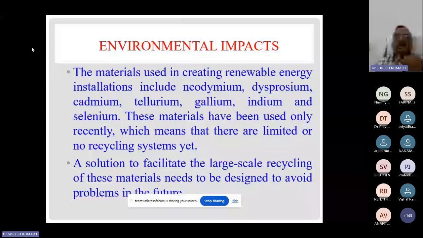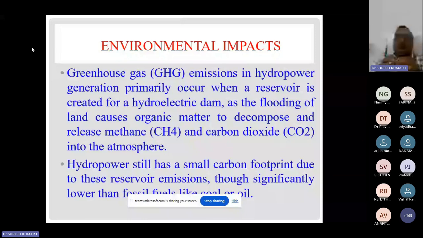Again, the greenhouse gas issues in hydropower occur when the reservoir is created for a hydroelectric dam. We are creating a huge reservoir. That means flooding of land. From there, during the rainy season, that flooding causes organic matter to decompose, releasing methane, carbon dioxide, etc. But compared to fossil fuels, it is less. So hydropower still has a small carbon footprint due to these reservoir emissions compared to fossil fuels.